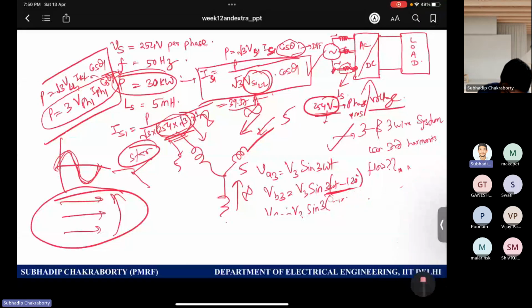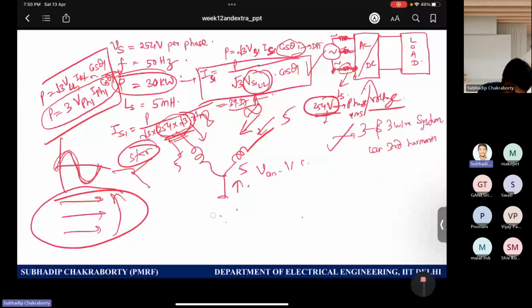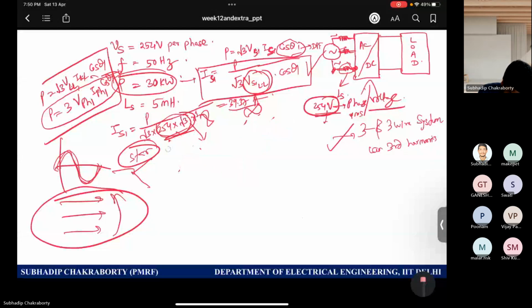Please make the circuit diagram and the system diagram clear in your mind. Otherwise, it is very difficult to understand without diagrams. So we have up to this 39.37, right? So this part also we can erase.